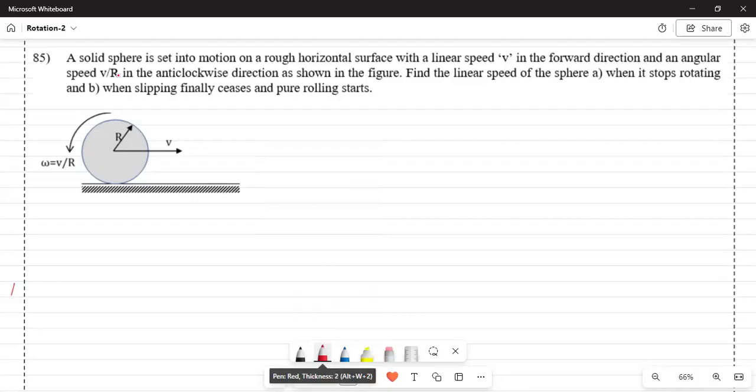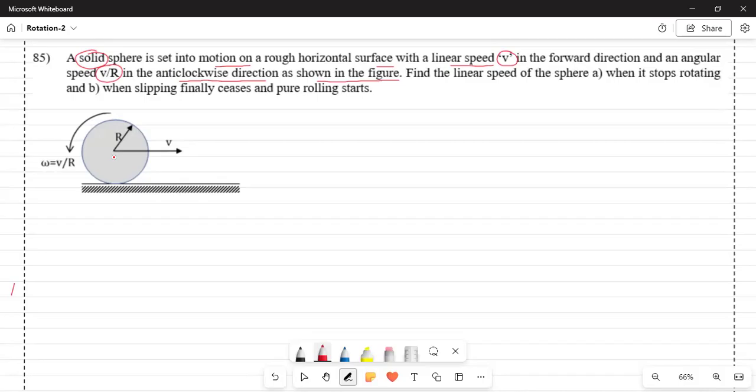It says a solid sphere, mind it, it's solid, that means moment of inertia is 2 by 5 mr square, is set into motion on a horizontal surface with a linear speed v in the forward direction and angular speed v by r in the anti-clockwise direction as shown in the figure. This figure is given in your textbook.